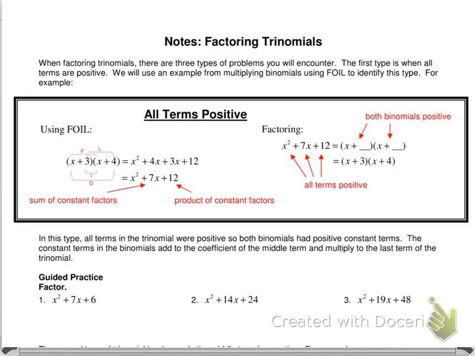If we were to FOIL out x plus 3 and x plus 4, multiplying those together, x times x, our first term is x squared. Our outer terms, x times 4 is 4x. Our inner terms, 3 times x is 3x. And our last terms, 3 times 4 is 12. We combine like terms for our two middle terms, 4x and 3x into 7x. So we'd have x squared plus 7x plus 12.